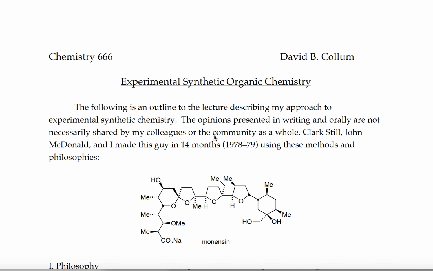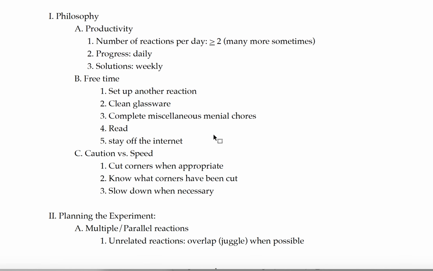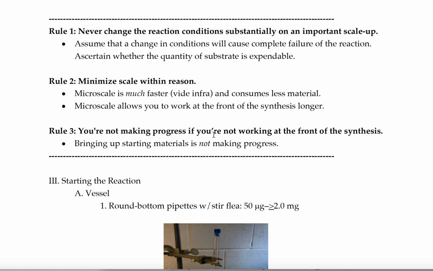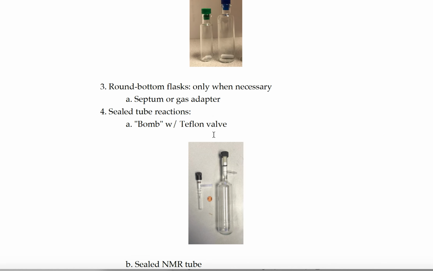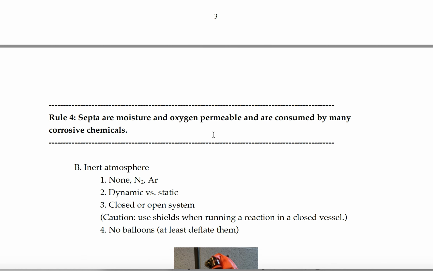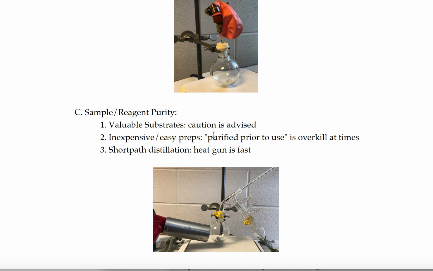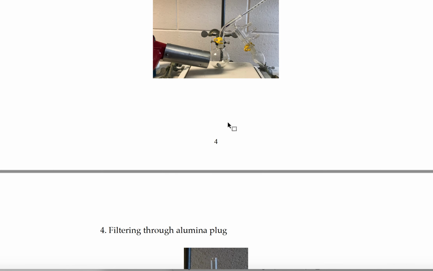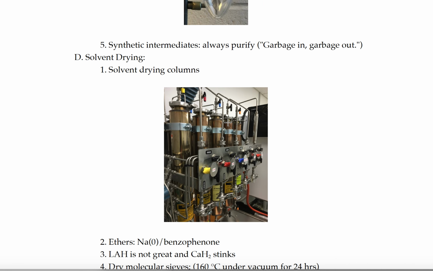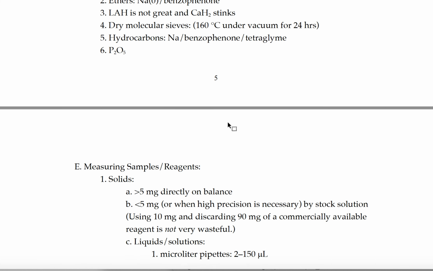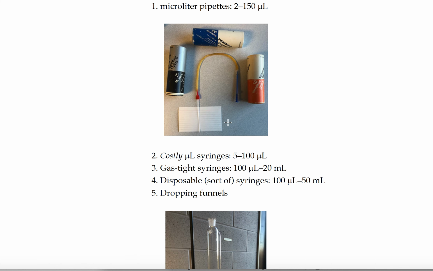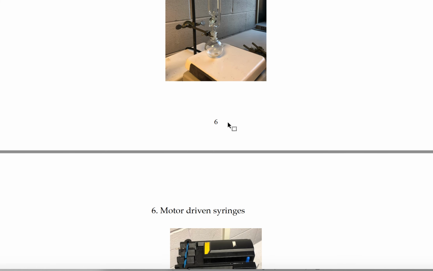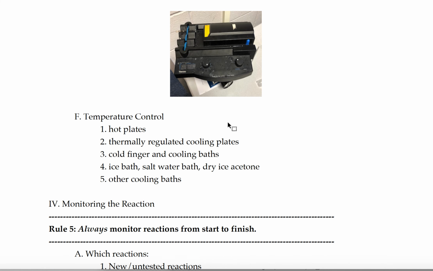Okay, this is part two of the Mother Liquor Lecture, otherwise known as the Experimental Synthetic Organic Chemistry Lecture. Quick scroll through. We talked about philosophy, planning the experiment, how to run things in parallel, emphasizing micro scale, what vessels to use, how to do inert atmosphere, bag those balloons, how to purify reagents, how to think about when not to purify reagents, stuff like that, how to measure samples, how to not use dropping funnels, syringe pumps, etc.